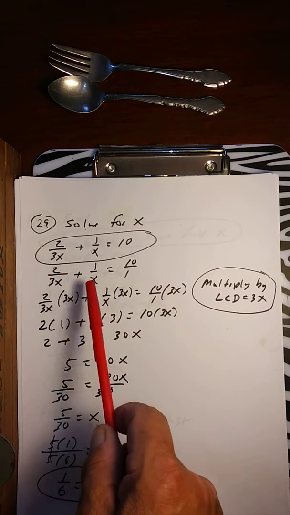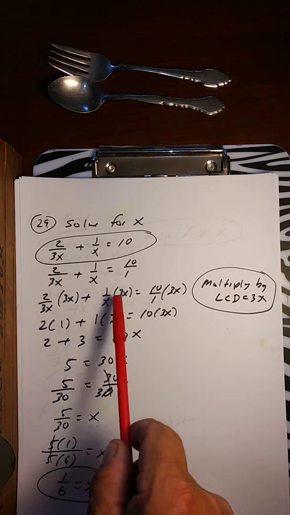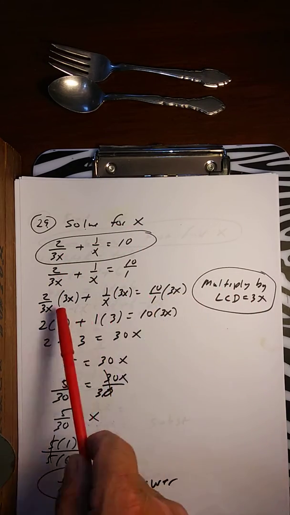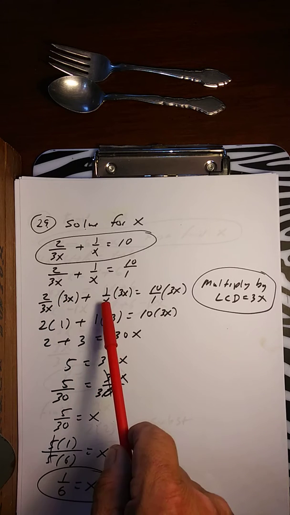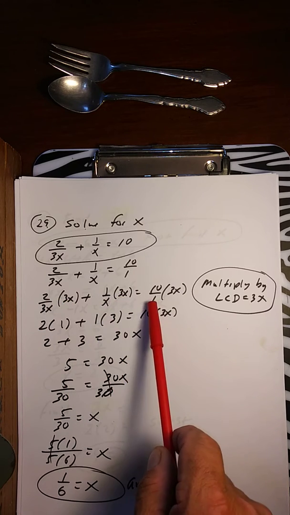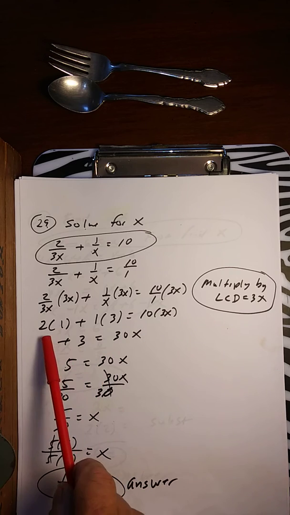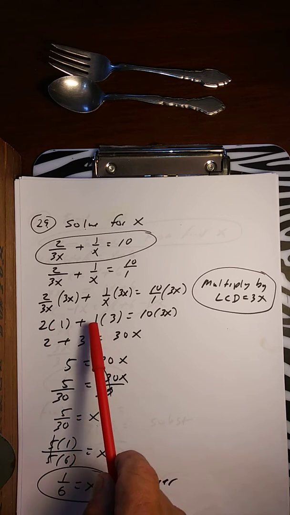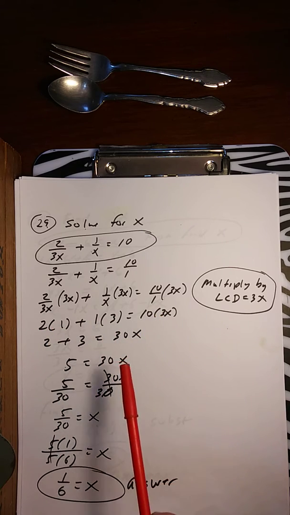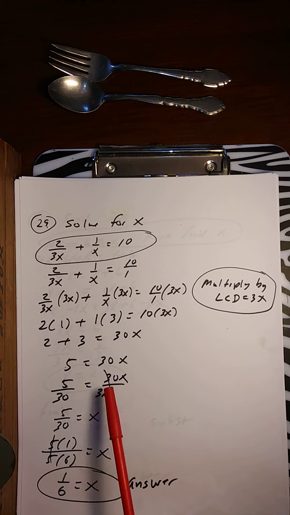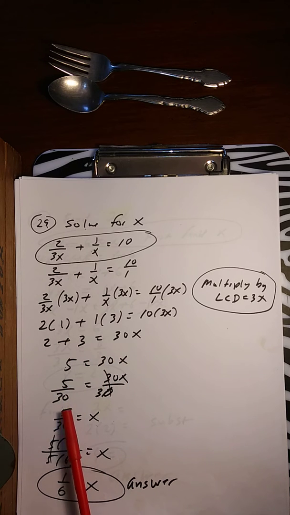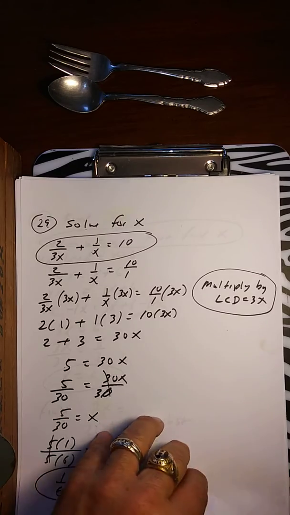Solve for x. Multiply by 3x. So we cross out the LCD. 3x divides 3x one time. X divides the x, that's 3 left over. 1 divides 3x is 3x. 2 times 1 is 2. 1 times 3 is 3. And then 30x. That's going to be 5 equals 30x, divided by 30. 5 over 30 is the same thing as 5 times 1, 5 times 6. 5's cancel, you have 1 over 6. 1 over 6 equals x.